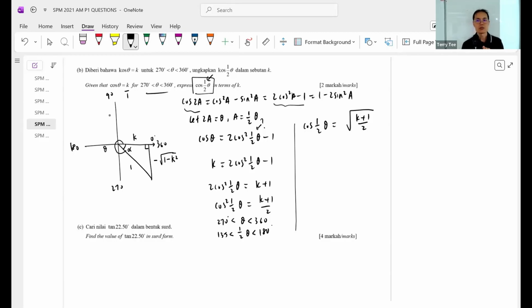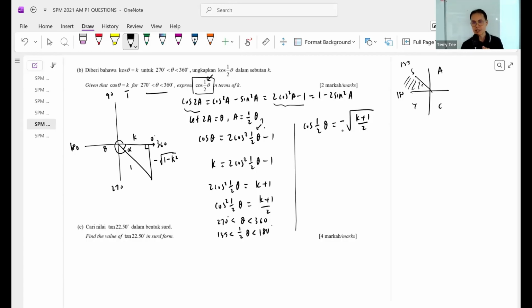135 to 180 is quadrant 2. For quadrant 2, cos is always what? ASTC. Cos is always negative. Only sin is positive. 135 is here, 180 is here, so the answer should be in this region. Your cos value should be in quadrant 2 here. So quadrant 2 is negative.